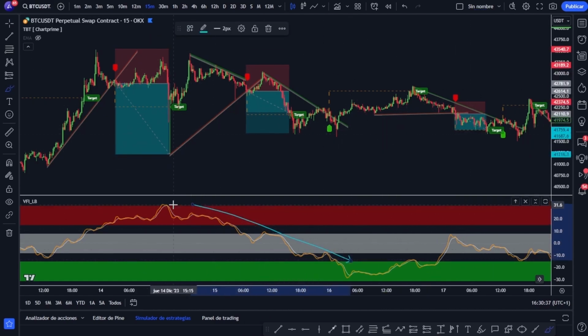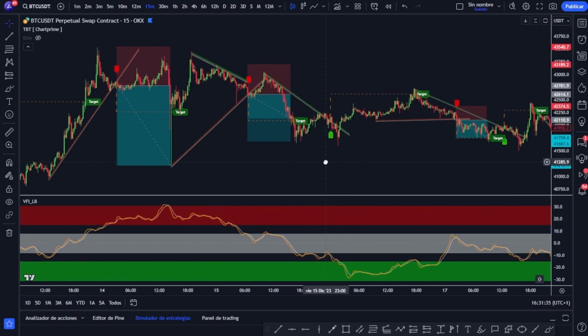For all those of you who are starting in the world of trading, I recommend manually adding these red, white, and green bands because that way you'll always have clear the zones where the price will tend to reverse its trend, and you'll simply have to follow the movement.